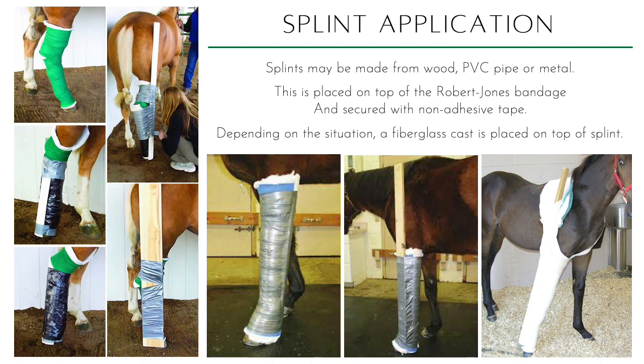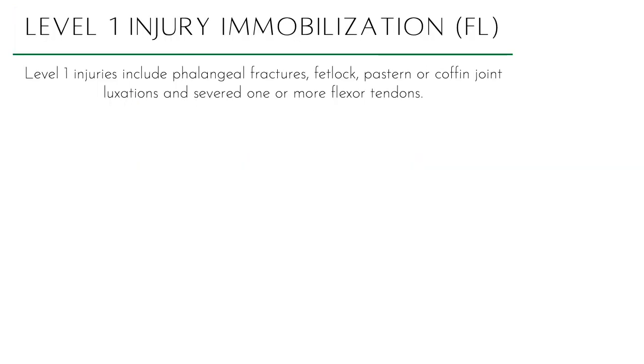Right, so let's now discuss how we will immobilize every injury level. Right? Level 1 injury. Okay? Immobilization of a level 1 injury, which includes phalangeal fractures, fetlock, pastern or coffin joint luxations, and if it severed one or more flexor tendons. If it severed one of the extensor tendons, it requires a certain splint, which we'll discuss in a bit. Iba yung approach kapag extensor tendon.